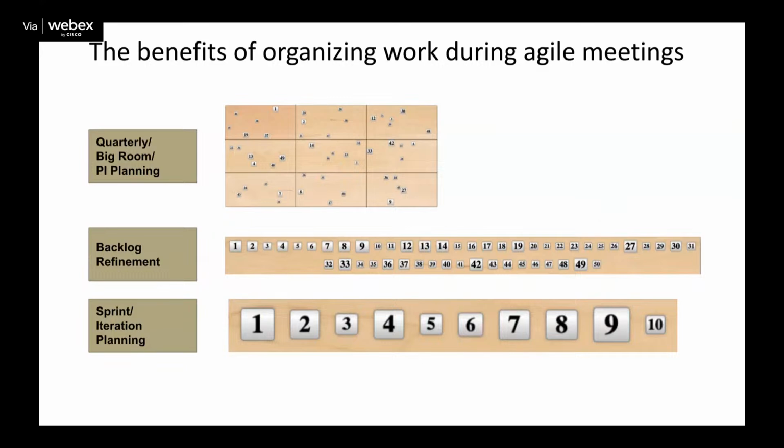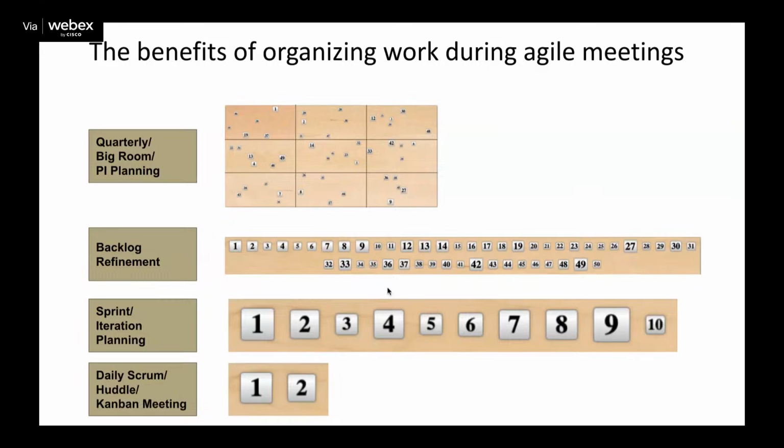And now maybe we do sprint or iteration planning, where we're picking the items that we're going to work on and complete this sprint. So now everybody knows, forget about anything above 10. We know exactly what we're doing for this sprint. And then that leaves our product owner to be able to change the order of anything above 10, because we're not worried about that right now. And then in our daily scrum or our huddle or our Kanban meeting, maybe we're only talking about the ones that we're working on right now.